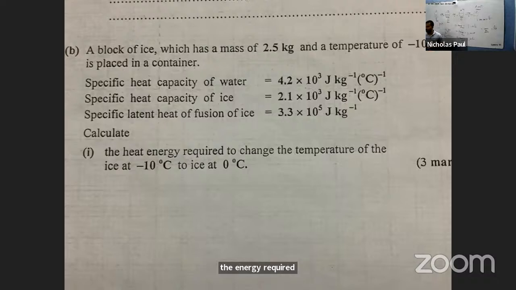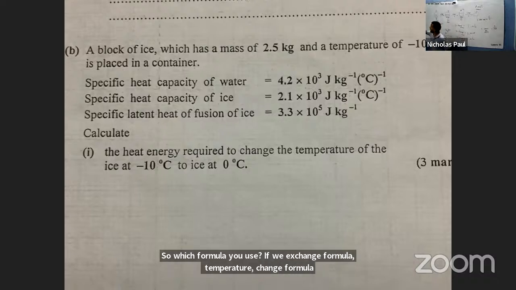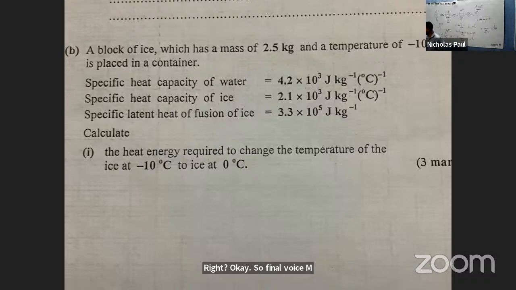So ask yourself, temperature change or phase change? Which one? Temperature change, right? Because it went from -10 to 0. So which formula will you use? The phase change formula or the temperature change formula? Okay, so find out what is m, find out what is c, find out what is the temperature change, and work it out.